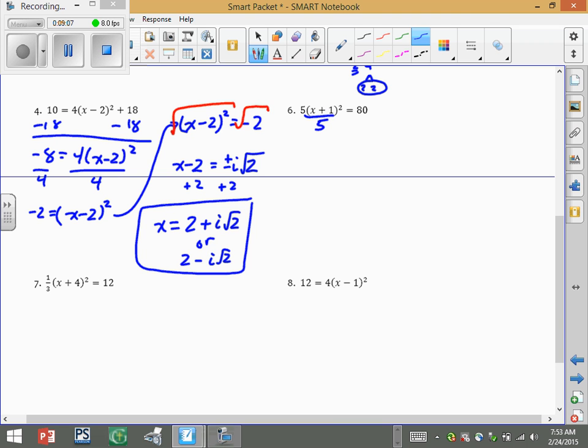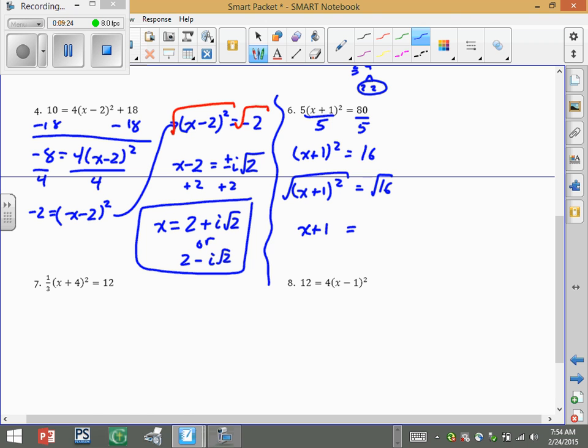Here we just divide both sides by 5. So I end up with, let me give myself some separation, x plus 1 quantity squared equals 16. Now, let's take the square root of x plus 1 squared. That's x plus 1. Let's take the square root of 16. That's plus or minus 4. Don't forget the plus or minus, especially all of a sudden when we get these perfect squares.